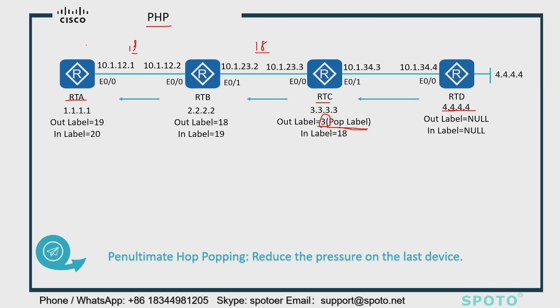So RTC wants to reduce the pressure on the last device. So RTC will directly remove the label. So between RTC and RTD here, this packet is a simple IP packet with no label. So this is called the PHP function, and when we configure the LDP protocol, this is the default function. You don't need to configure the PHP. It's the default function of the label distribution protocol.